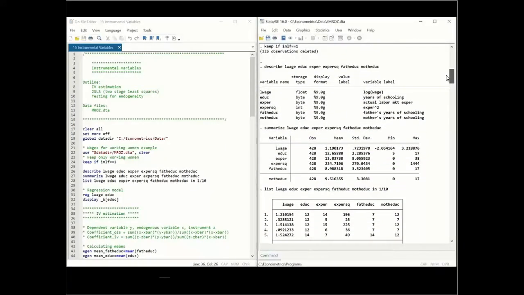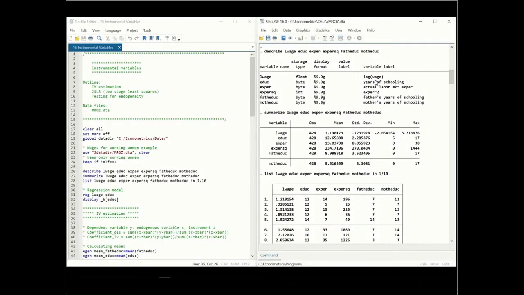As we're describing the data, our dependent variable is log of wage. Education is years of schooling. Experience and experience square, again, father's years of schooling and mother's years of schooling. So again, education would be our endogenous variable. Experience and experience square would be our exogenous variables. And father's education and mother's education would be our instruments.